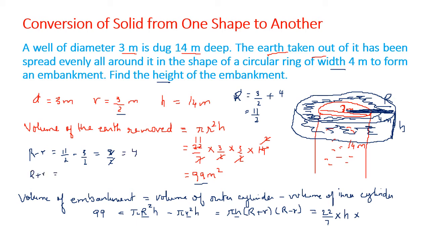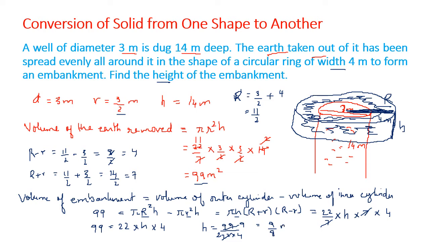R plus r equal to 11 by 2 plus 3 by 2, that is 14 upon 2, that is 7. So we have got 7 into 4. 7 and 7 got cut. So what do we have? 99 equal to 22 into h into 4. So h is equal to 99 upon 22 into 4. 2 nines are 9, so 9 upon 8 meter is the height of the embankment.